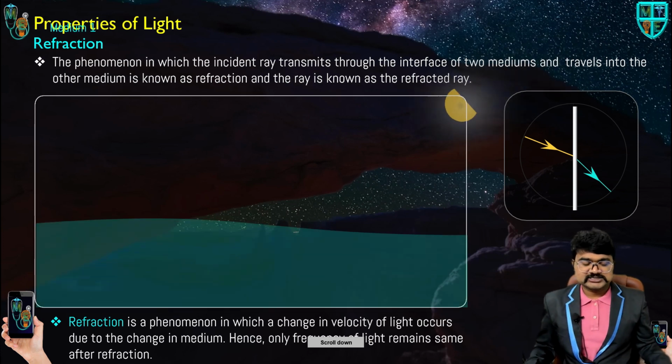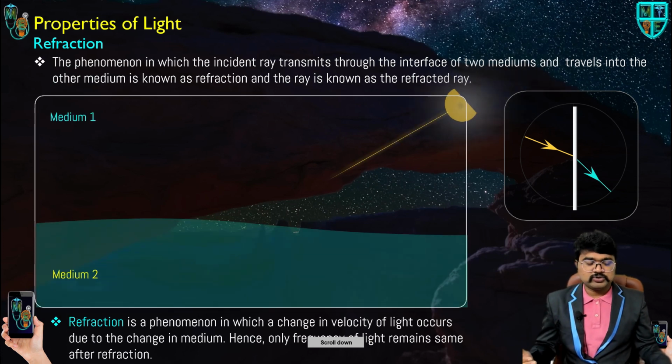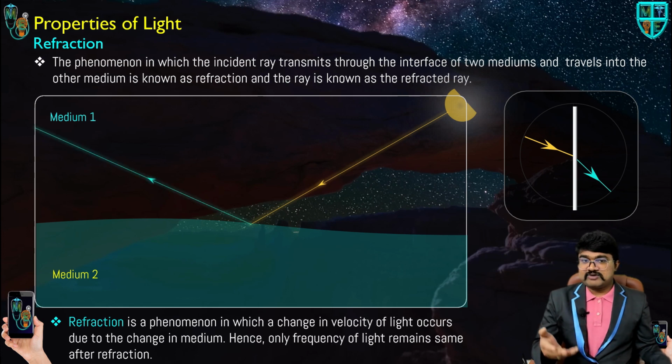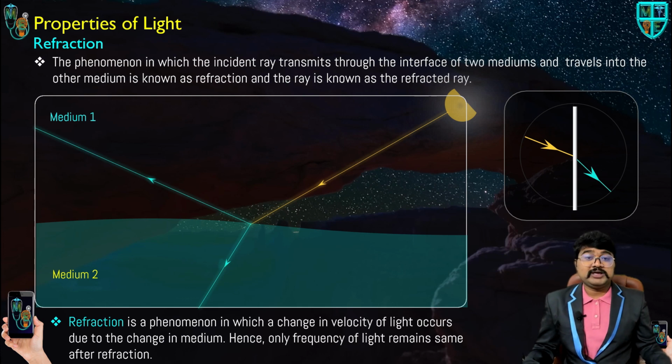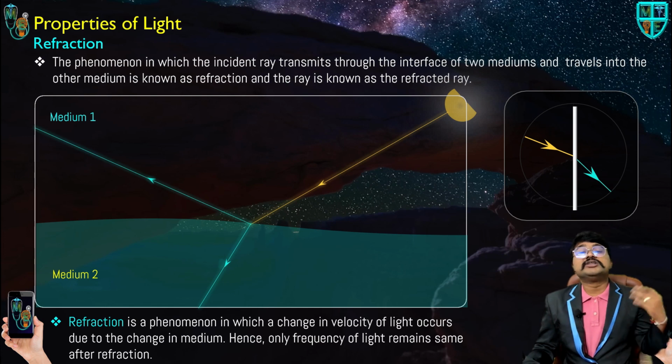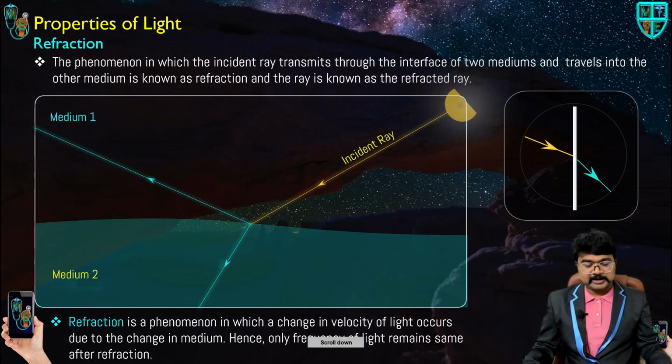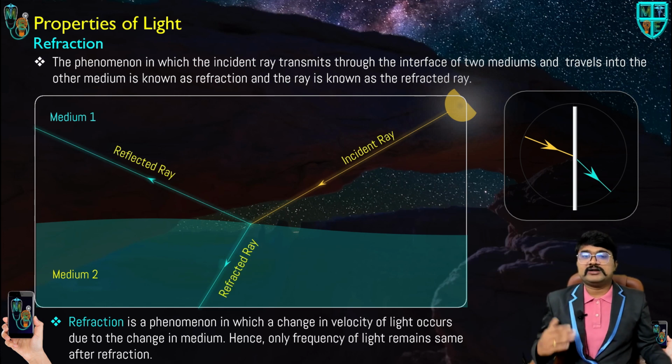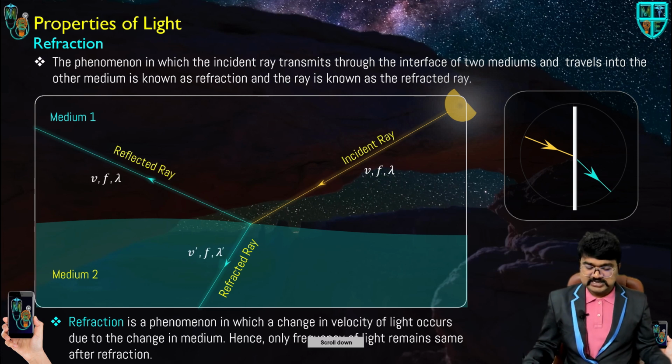We already discussed this, medium 1 and medium 2. Some amount of light is incident on the surface, some amount of light will be reflected from the surface, some amount of light will be refracted, transmitted into the other medium. That phenomenon is nothing but refraction. Here incident ray, reflected ray and refracted ray, wavelength, frequency and velocity.